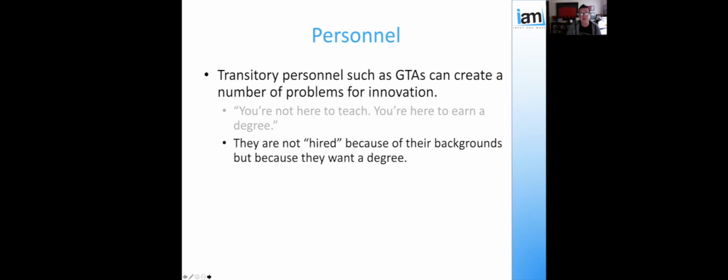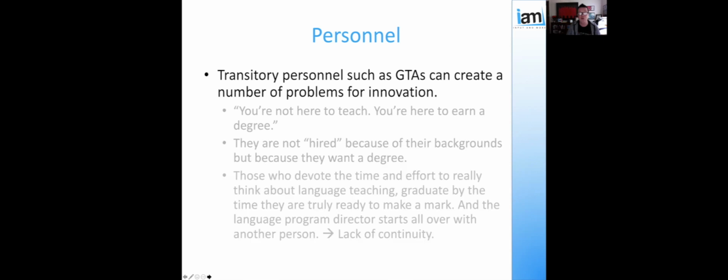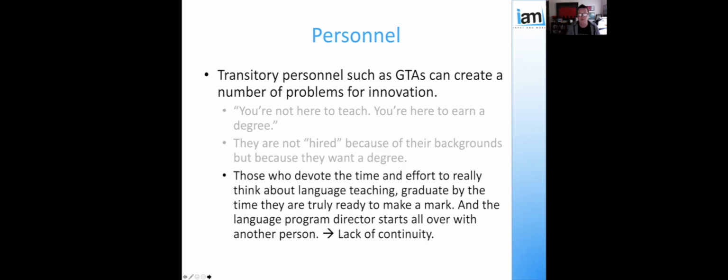They too, like other people, are not hired because of their backgrounds, but because they want a degree. Oh, he's going to pursue Latin American literature, or she's going to pursue contemporary French philosophy or whatever. That's why they become GTAs, not because of any background in language acquisition, communication, or language teaching. Now, those GTAs, there are some who devote the time and effort to really think about language teaching and really think about what it means to be innovative, graduate by the time they are truly ready to make a mark in the programs we're trying to innovate in.